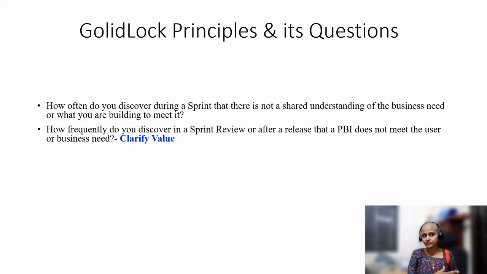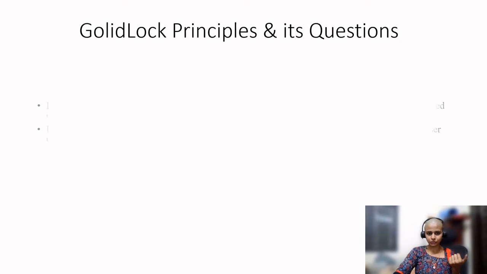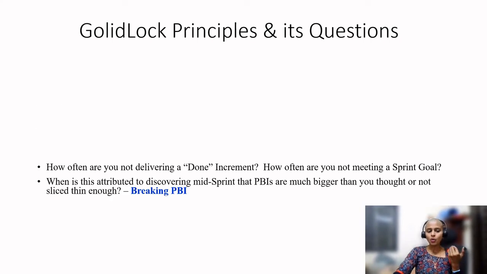How about our understanding when we are progressing our sprint, or in between: how many times do we feel that we missed the unified goals? That will give some clarity on the value we are adding to the users. And next question: how often are you not delivering a done increment? How often are you not meeting a sprint goal? This will give the picture of breaking the product backlog increment.